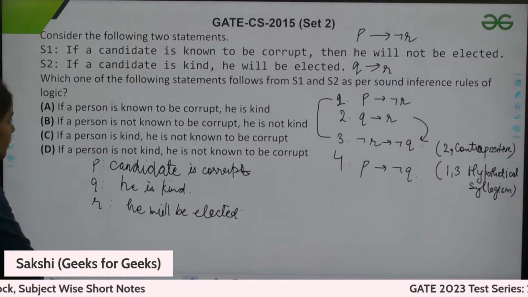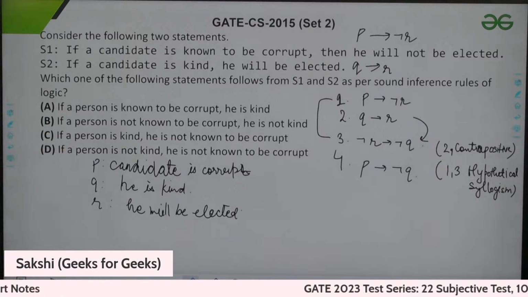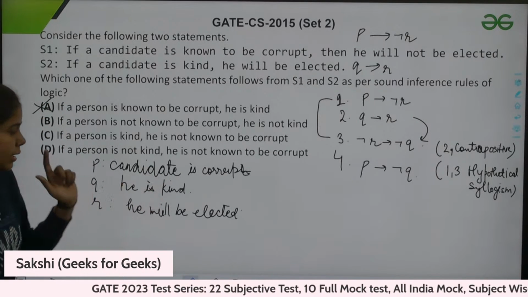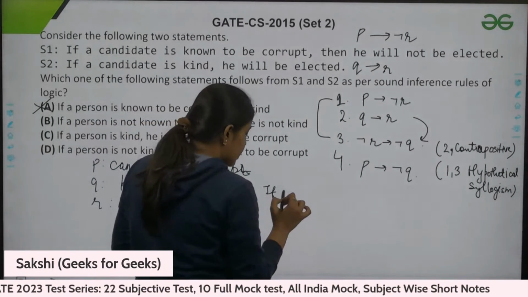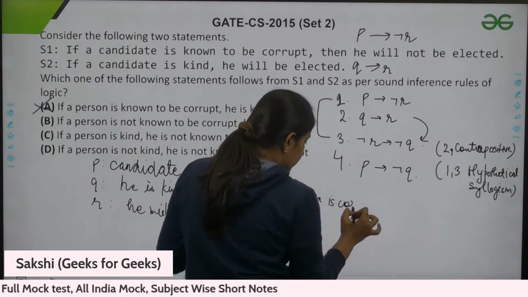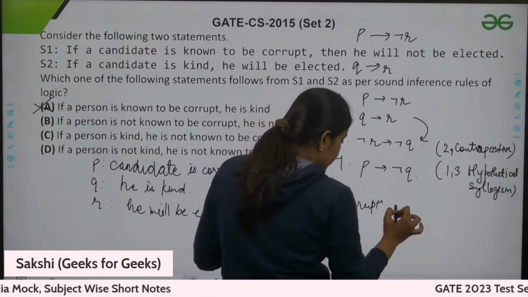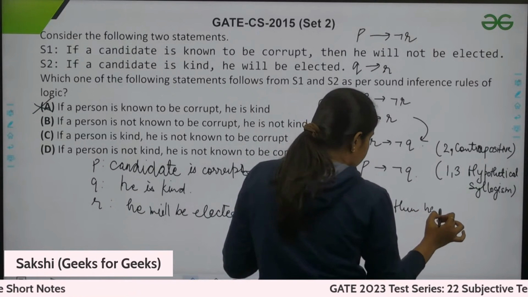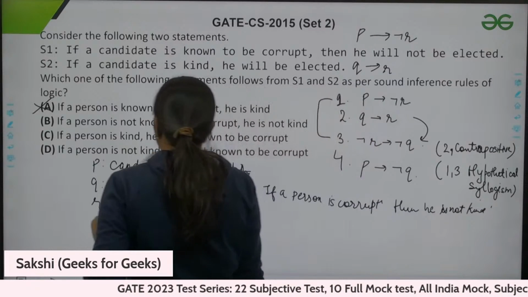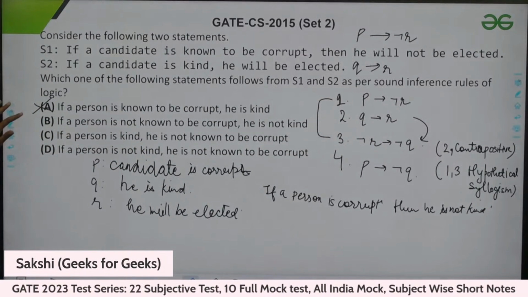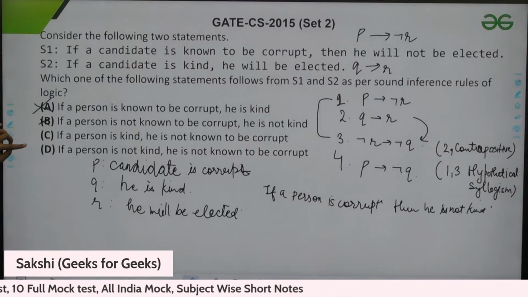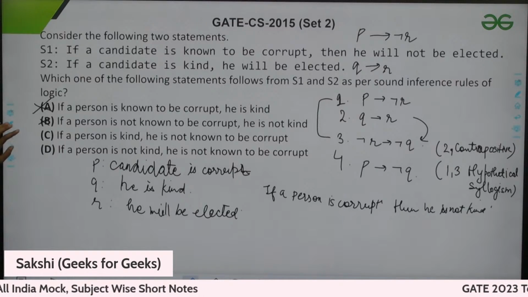Let's go through the statements. If a person is known to be corrupt, then he is kind. This is not the statement we are looking for, because our statement is: if a person is corrupt, then he is not kind. Okay. If a person is not known to be corrupt, he is not kind. Again, wrong statement. If a person is kind, then he is not known to be corrupt. If a person is not kind, then he is known to be corrupt.